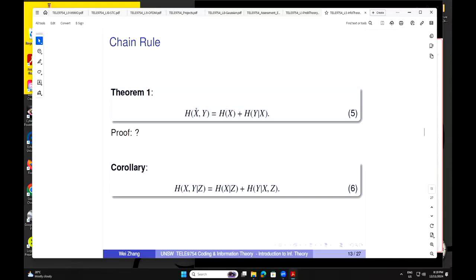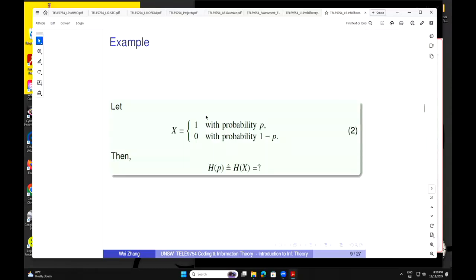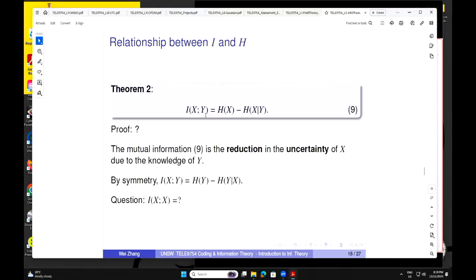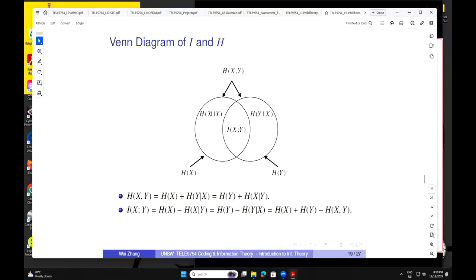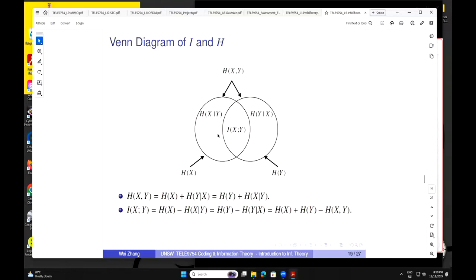I think for theorem 1, how you can prove it, and how you can calculate such a table, and also the Venn diagram. I have the Venn diagram later, right? I also have a Venn diagram like this one. I think they are all quite useful takeaway knowledge, right? So you just go through quickly, and theorem 2 is the major result connected to the mutual information.